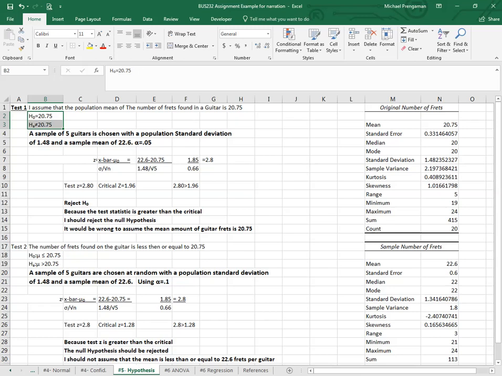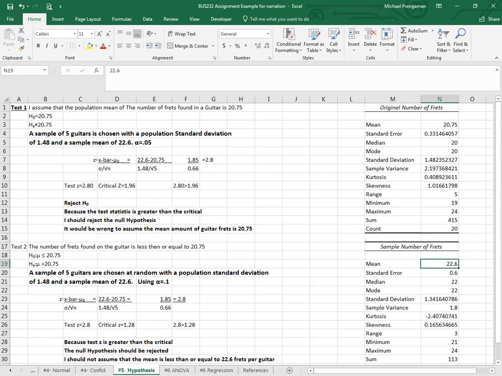We'll start with the data. A sample of guitars is chosen with a population standard deviation of 1.48 using the original data, and a sample mean of 22.6 using our sample data. We'll do the test for a significance level alpha of 0.05.